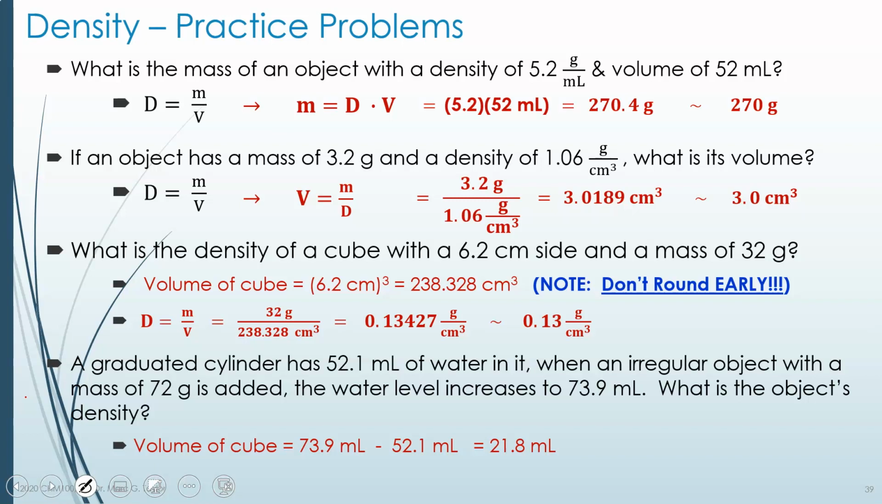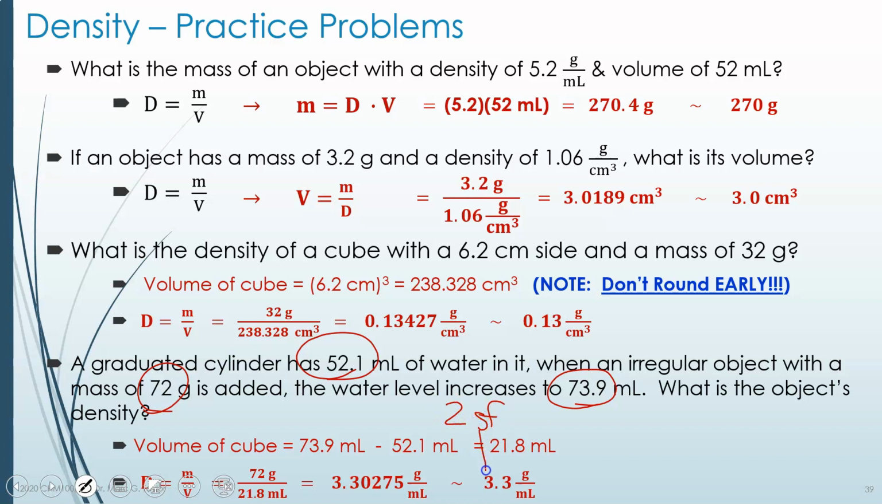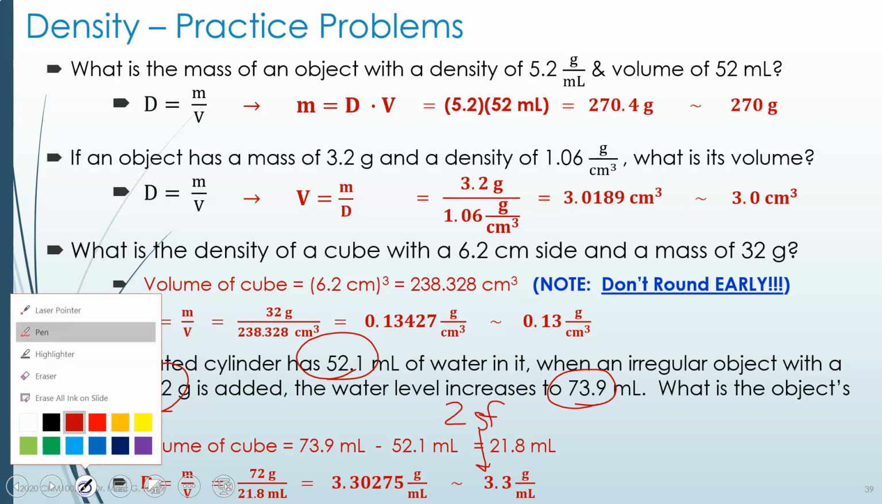And we know its mass, so calculating the density is very easy once we have that volume. We just divide like we've always done. We get 3.30275 grams per mil. And because we have numbers that have 3 sig figs, 2 sig figs, 3 sig figs, our answer must be in 2 sig figs. And therefore we round this answer to 3.3 grams per mil.